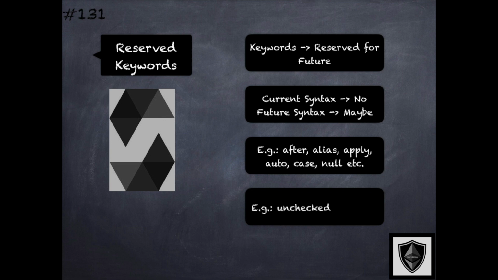An example of a keyword that was reserved earlier is unchecked, and this is now used as of version 0.8.0 for declaring any block within Solidity as being unchecked for arithmetic overflow and underflow checks. So we can assume that some of these reserved keywords might be supported in future Solidity versions for different features.